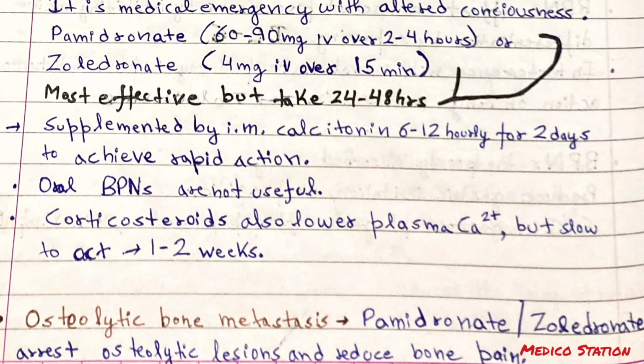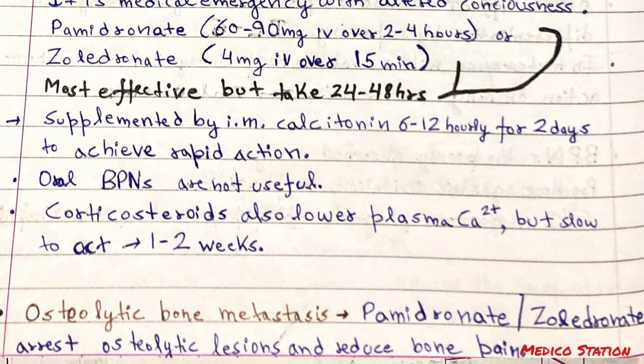So these are supplemented by intramuscular injection of calcitonin, 6 to 12 units, for 2 days to achieve rapid action. Oral bisphosphonates are not useful. Corticosteroids also lower plasma calcium but they are slow to act, taking 1 to 2 weeks. Osteolytic bone metastasis: pamidronate or zoledronate arrest osteolytic lesions and reduce bone pain.